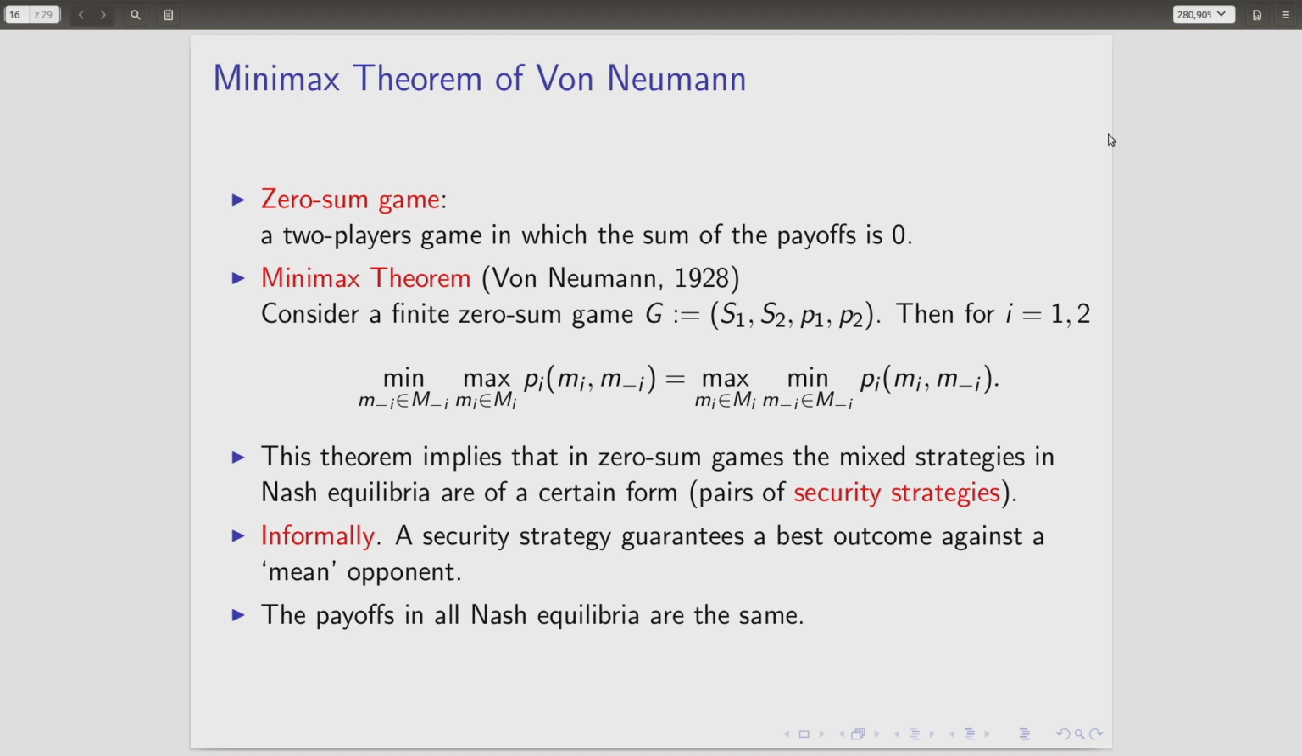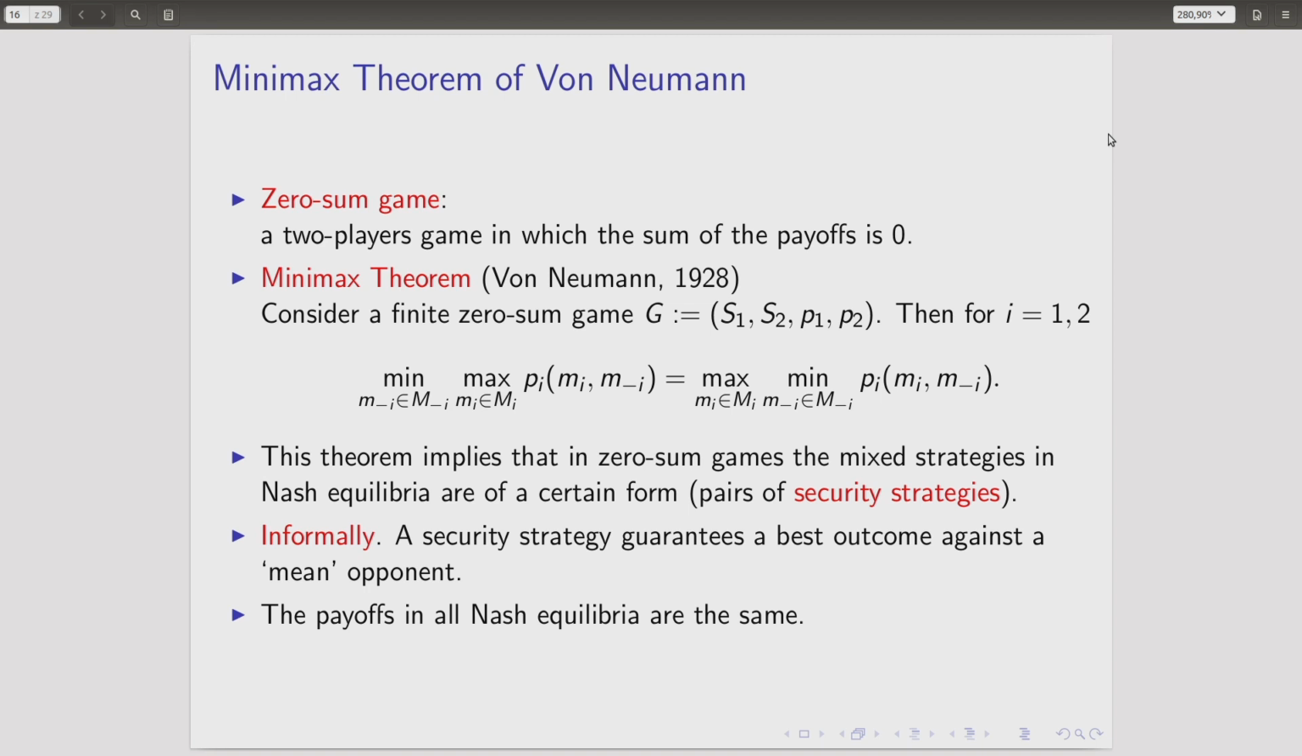So the result was for zero-sum games. Now you can guess what it is: 2 players, the payoffs add up to 0. And he proved the following result. Now we talk about mixed strategies. So m minus i is the mixed strategy chosen by the opponent of player i. So here it doesn't matter whether it's player 1 or 2, and this shows the advantage of this notation. You don't need to write one formula for player 1 and another for player 2.